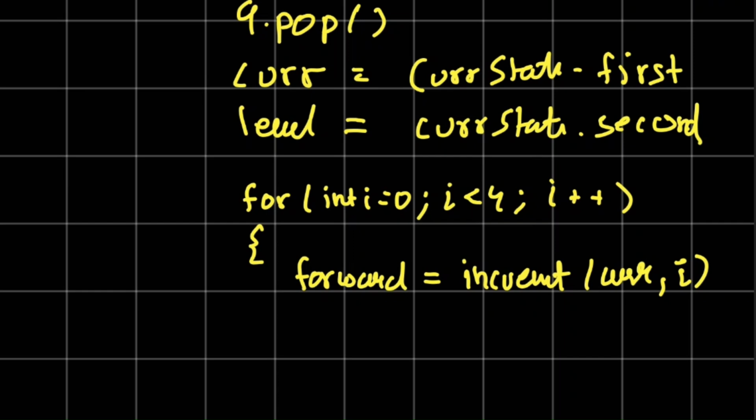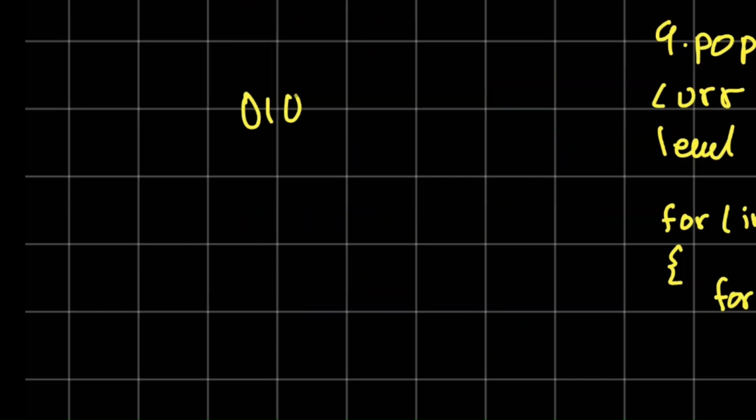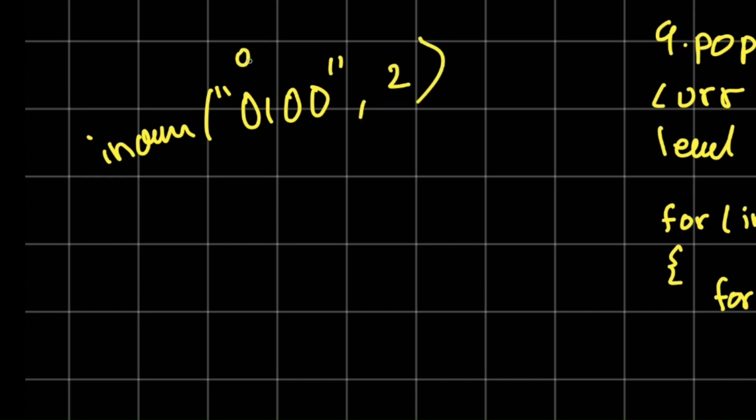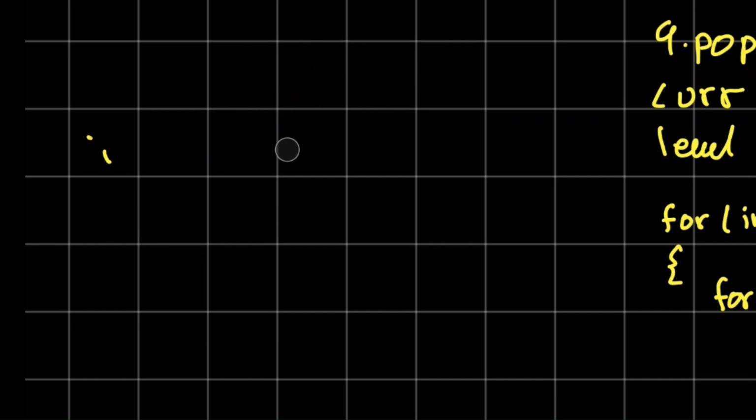So let's say if our current state is 0 1 0 0 and we send it to the increment function, increment 0 1 0 0, and we say i equals 2. So our i will be 2 here, so we are talking about this one, and this will return 0 1 1 0. It will increase it by 1 and return it. Okay, so we are just using two functions to make the moves.